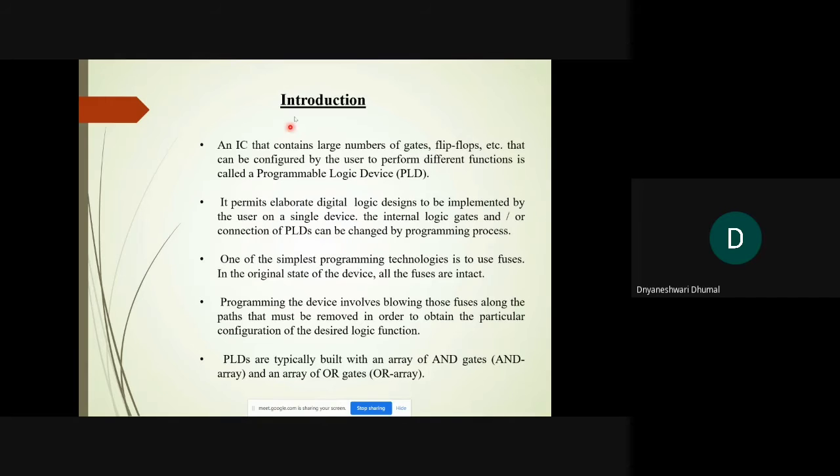So the contents are introduction, types of PLD, advantages, disadvantages, applications, programming techniques, and the references. The first is introduction. A large number of gates and flip-flops that can be configured by the user to perform different functions is called a PLD, and the simplest programming technique is used, with the fuses in the original state of the device. All the fuses are intact, and PLDs are typically built with an array of AND gates and an array of OR gates.